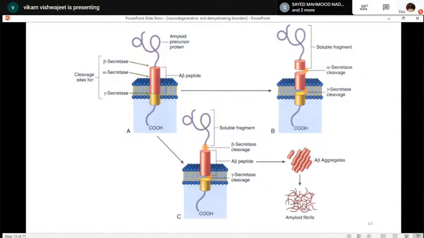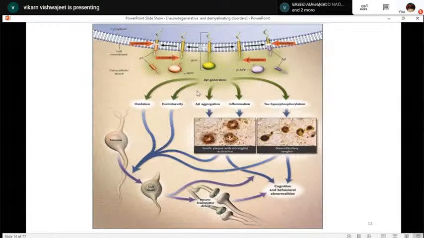and leads to the formation of amyloid fibril. So once amyloid beta peptide generation occurs, it can directly damage the neurons by oxidative damage and excitotoxicity, or it can abnormally aggregate within the neurons to form neuritic and diffuse plaques, as well as neurofibrillary tangles, which further leads to the clinical cognitive and behavioral abnormalities.